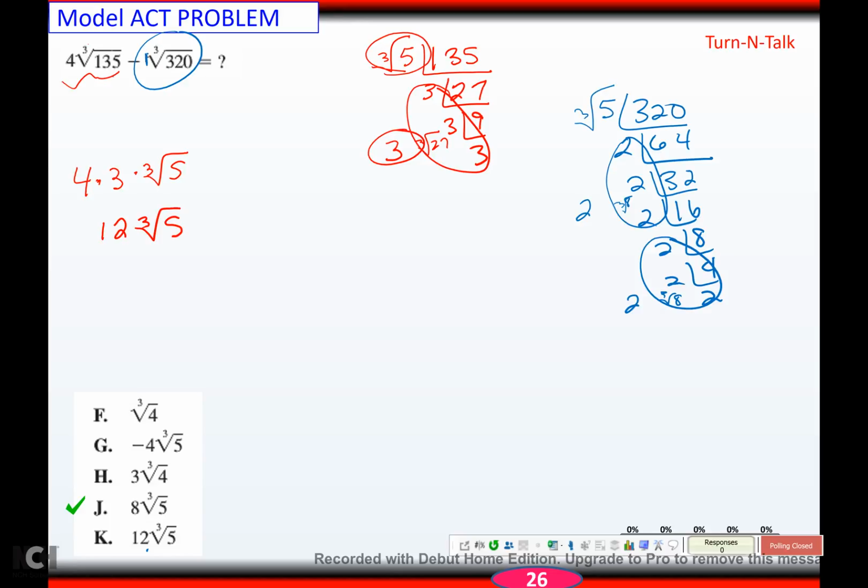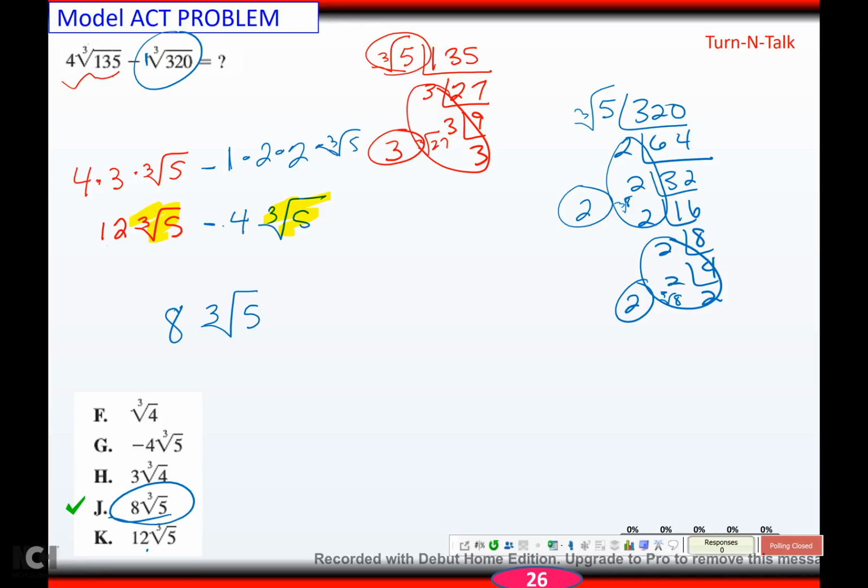So for the blue, I had the negative 1 out there, times this 2, times this 2, times the cube root of 5, which gives me a negative 4 cube roots of 5. Okay? So now they match. See how my radicals are both cube roots of 5 now? Now that they match, I can keep the cube root of 5 and add or subtract the coefficients. 12 take away 4 is 8 of them.